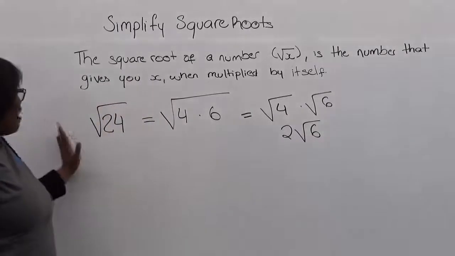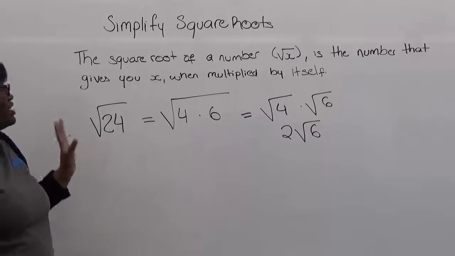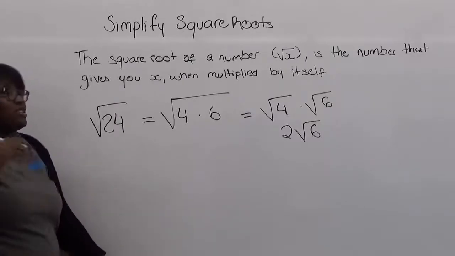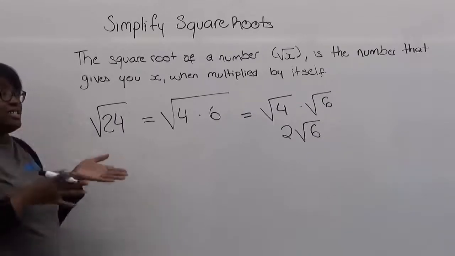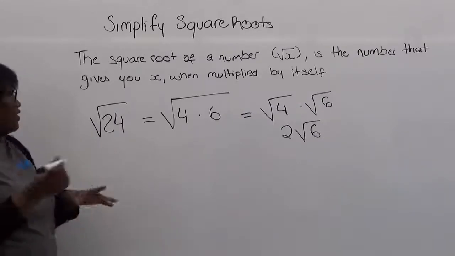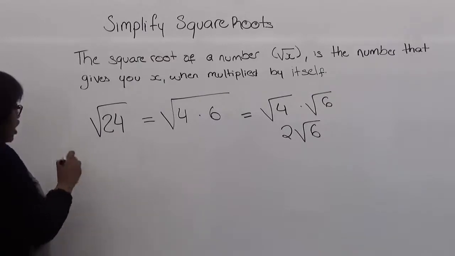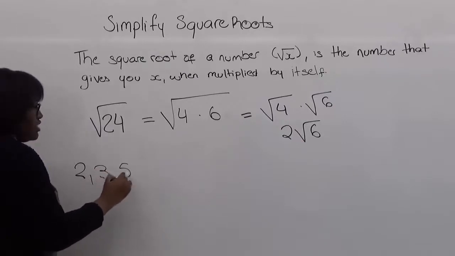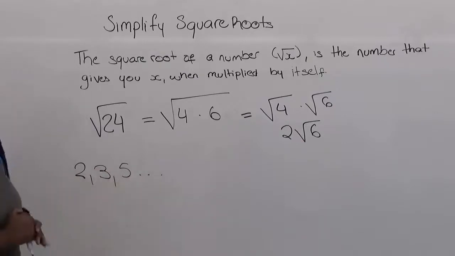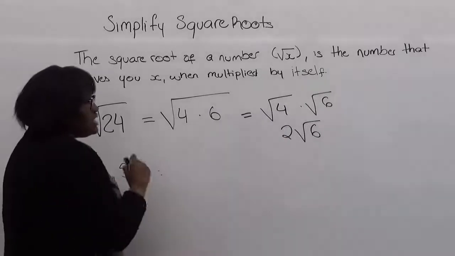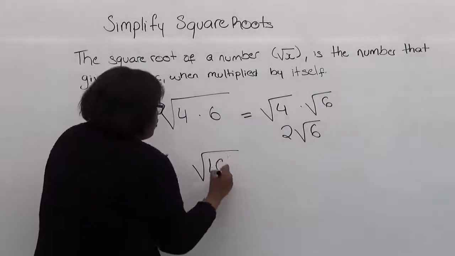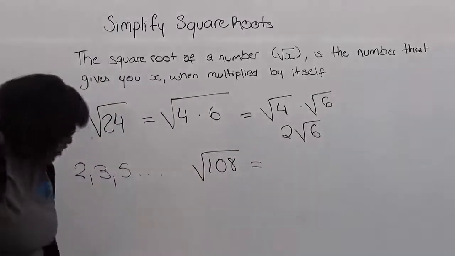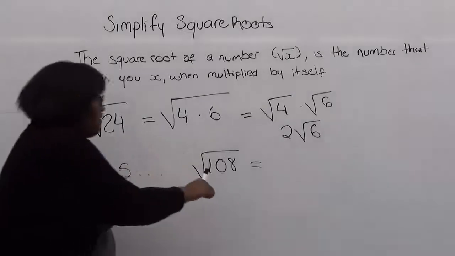Now another way to solve numbers that aren't perfect squares is to list all prime factors of that number. So a prime number is a number that is divisible only by 1 and itself. So for instance, 2 is a prime number, 3, 5, and so on. So if we have a number, for instance, let's take the square root of 108. So we have to list out all the prime factors of 108.